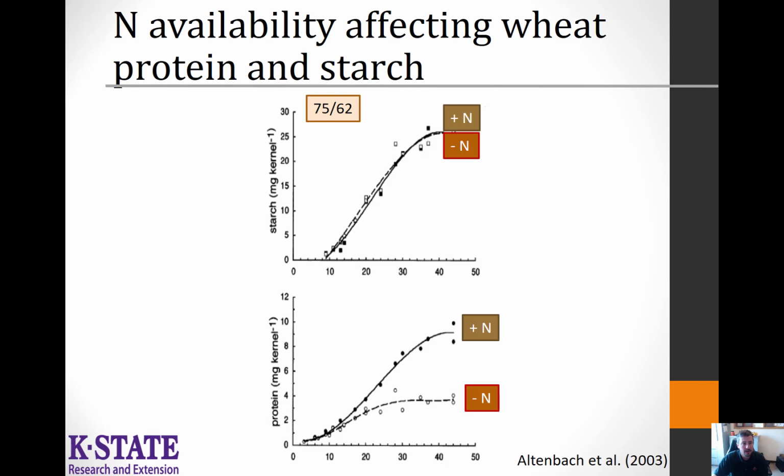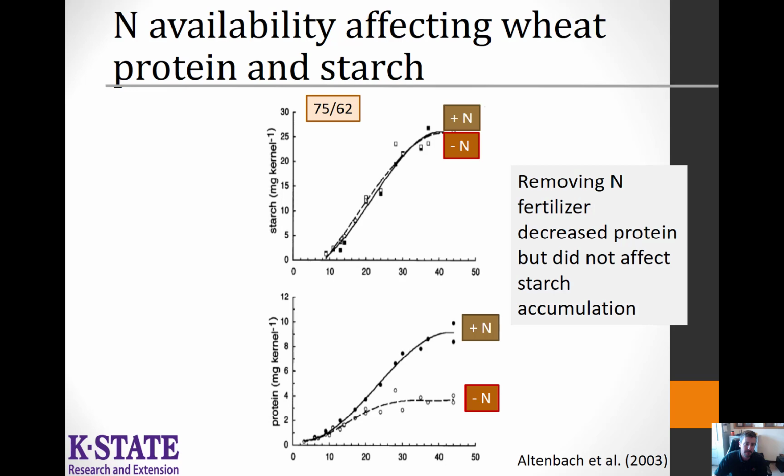On this slide, though, up here our test weight's the same, even though we ran out of nitrogen, but we're going to have a difference of maybe 12% protein, and up here maybe it's 14 or 15% protein. So removing nitrogen decreased protein, but did not affect starch.